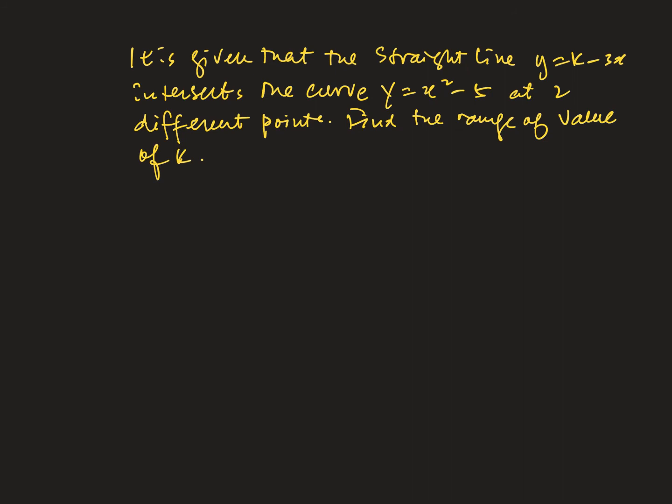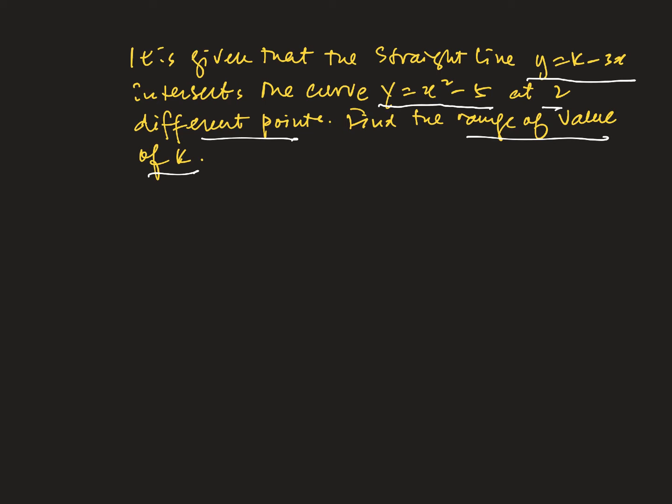It is given that the straight line y equals k minus 3x intersects the curve y equals x squared minus 5 at two different points. We are asked to find the range of values of k.